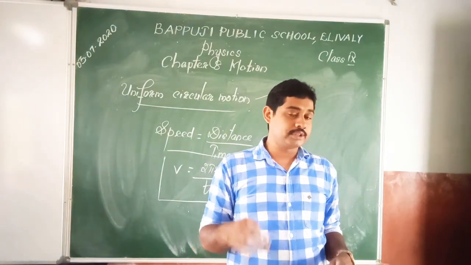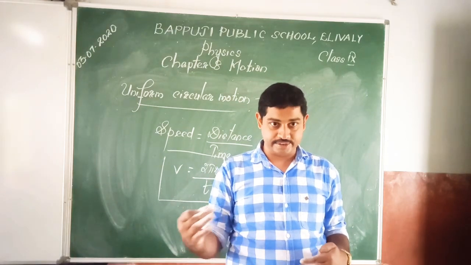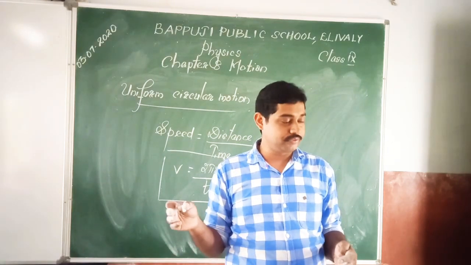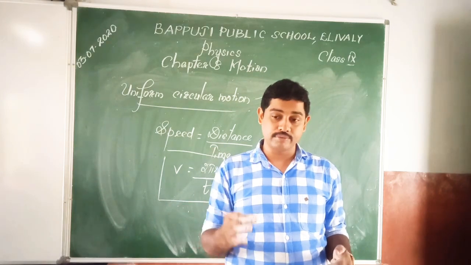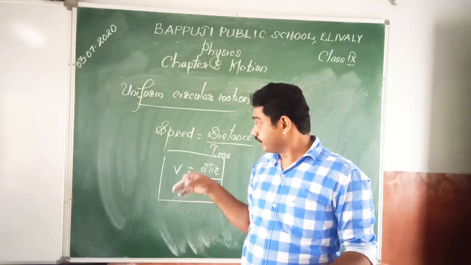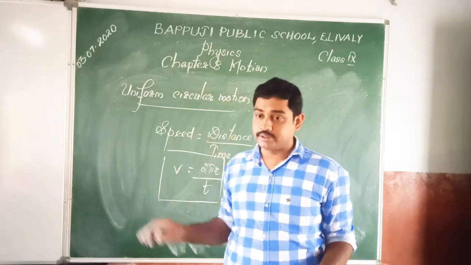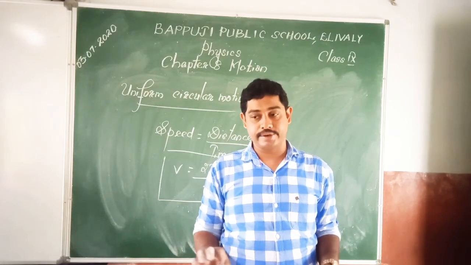Uniform circular motion is an accelerated motion. In uniformly accelerated motion, velocity changes at a uniform rate. Here the direction of velocity changes. So at every point its direction of velocity changes. So uniform circular motion is an accelerated motion.